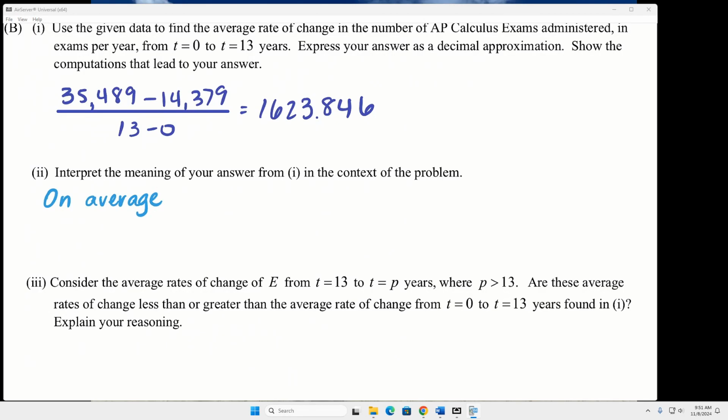And then I also like to go ahead and take care of the years, because that is something that's really easy to forget. So between what 2 years are we talking about here? 0 and 13. Good.